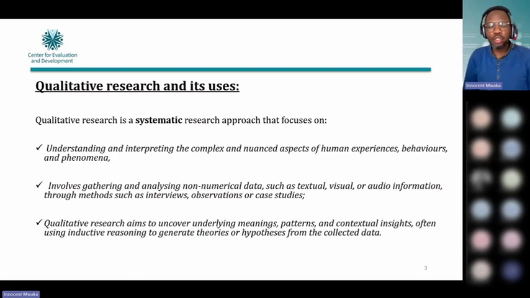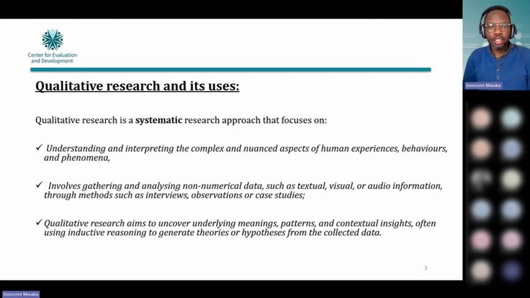But just to go a little bit beyond that, I want to emphasize, also as part of qualitative research, to show that it's a systematic research approach. And it focuses on various things, which I'll go through briefly. But generally, what qualitative data is trying to do is understand and interpret complex and nuanced aspects of human experiences and behavior and phenomena.